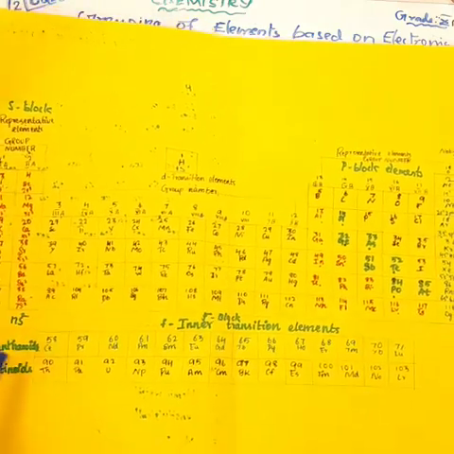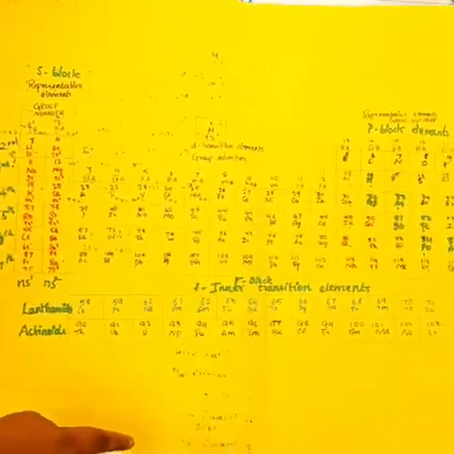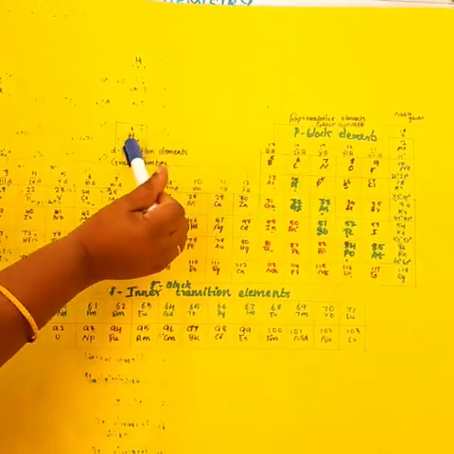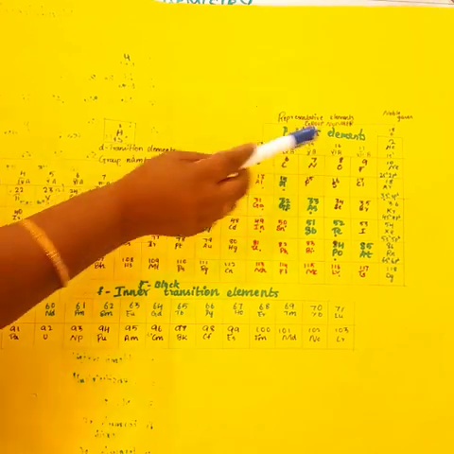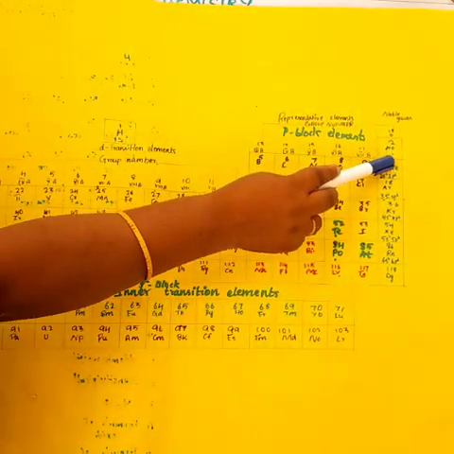Here is the outer electronic configuration for the last elements in the periods. What is the first period? Hydrogen and helium are in the first period. Hydrogen starts from 1s1 and ends with 1s2.